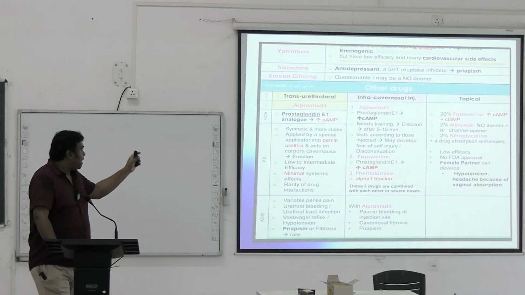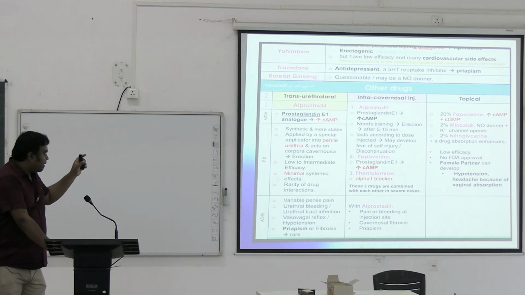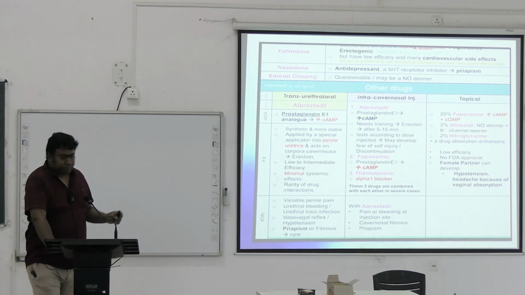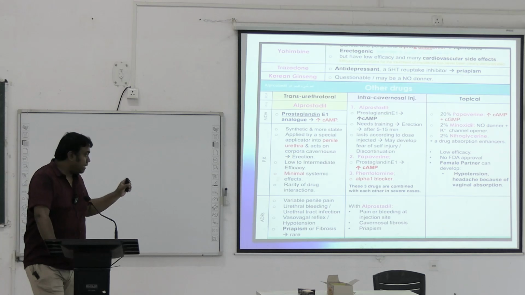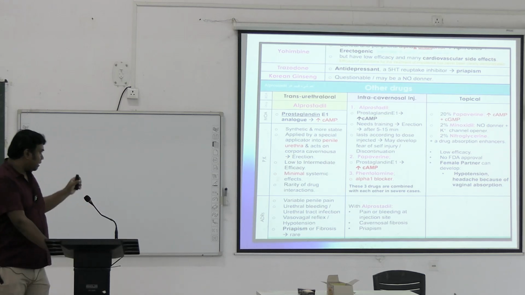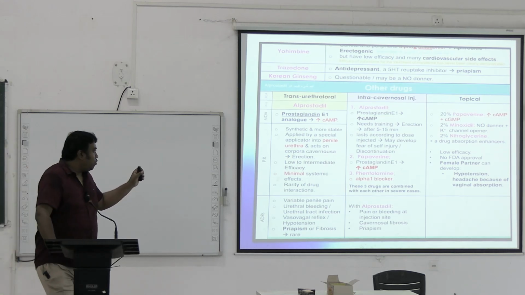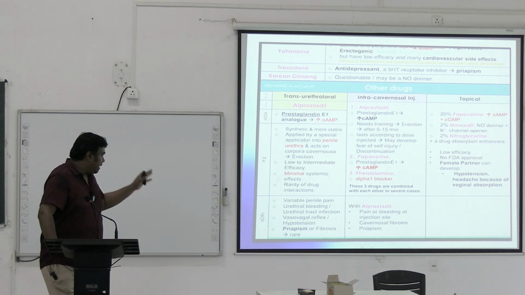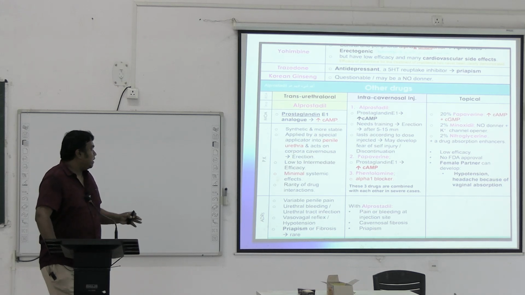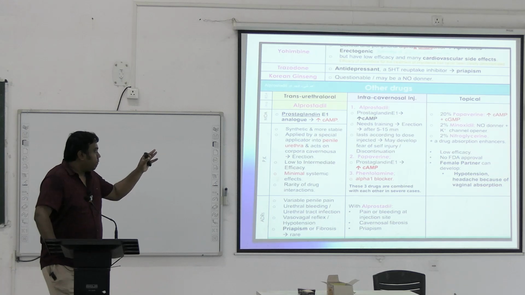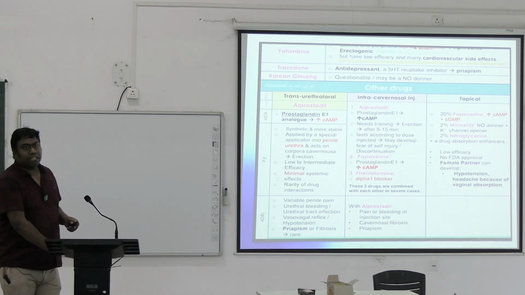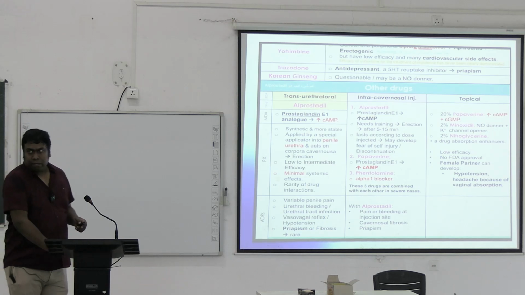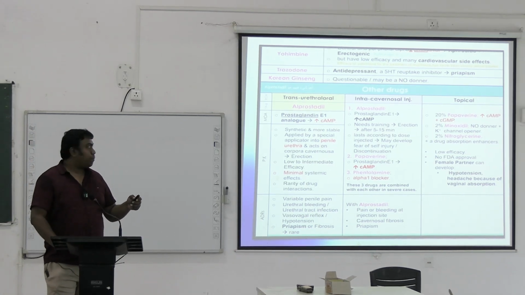Other drugs like alprostadil, which is prostaglandin E1. It can be given transurethrally or as a local injection. That can lead to pain, bleeding and urinary tract infections. Topical ones can be given, minoxidil, nitroglycerin or papaverine. These drugs can be given as a topical spray.